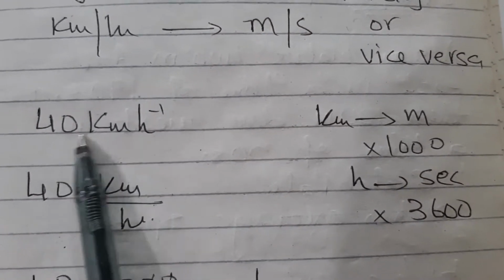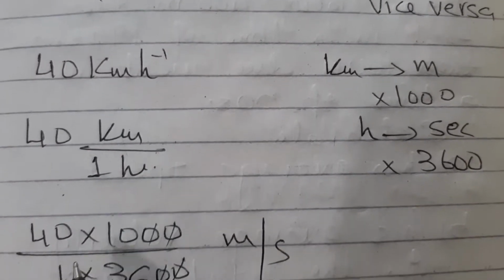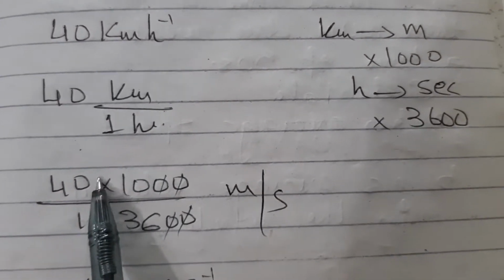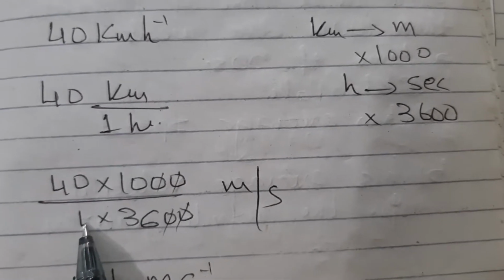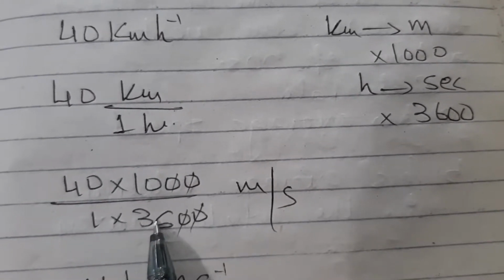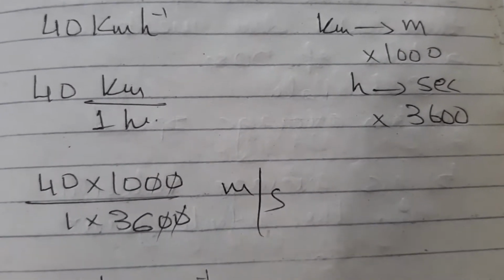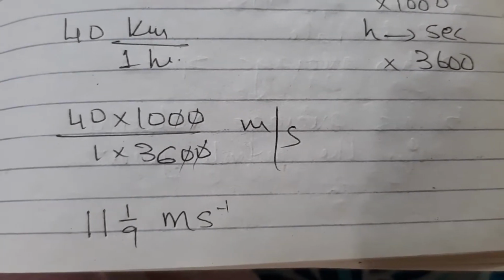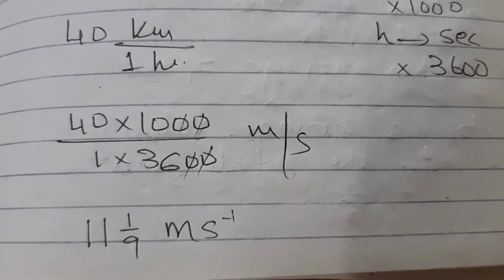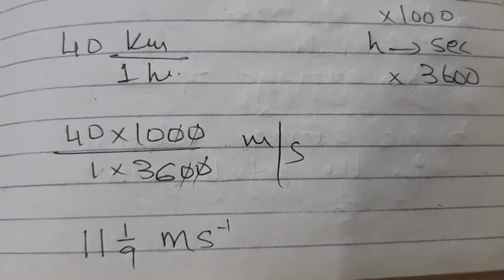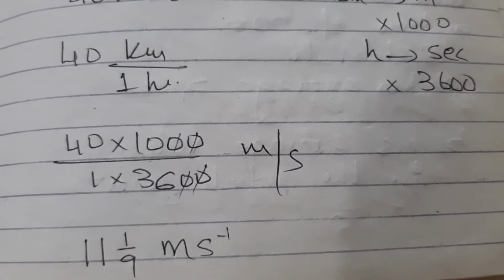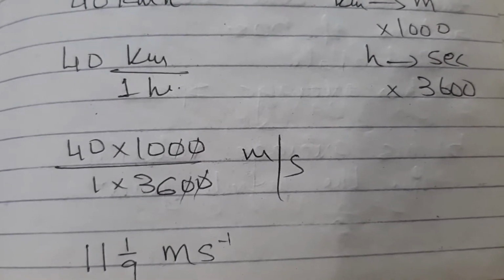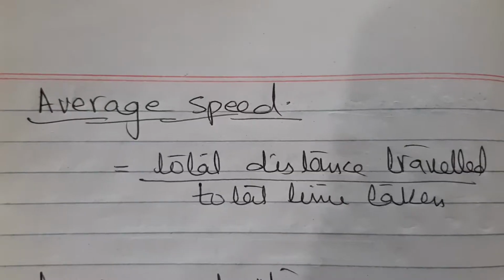So to change 40 km per hour into meter per second, you will do what? 40 times 1000 divided by 1 times 3600. So it will give you 11.1 meter per second. Okay. So conversion is very important when you are attempting the question. You have to see that units are right or you need to convert them.